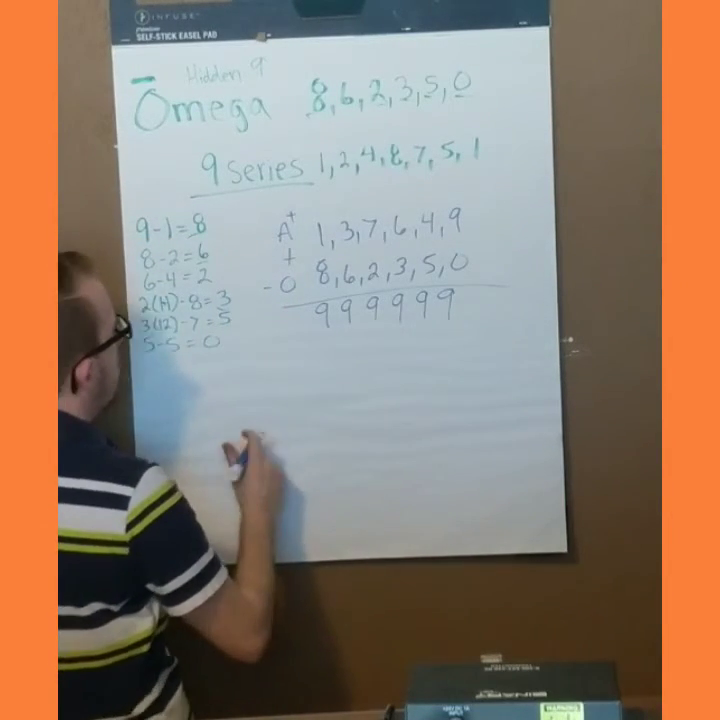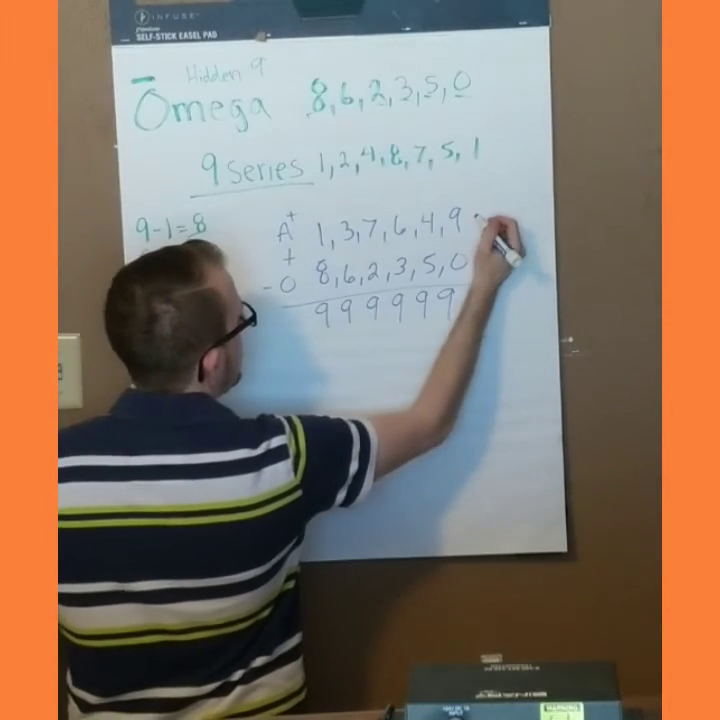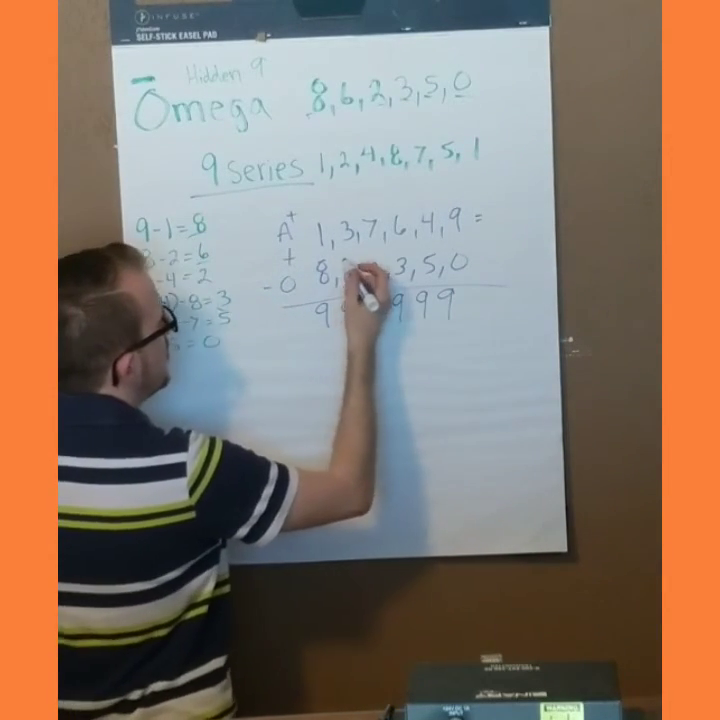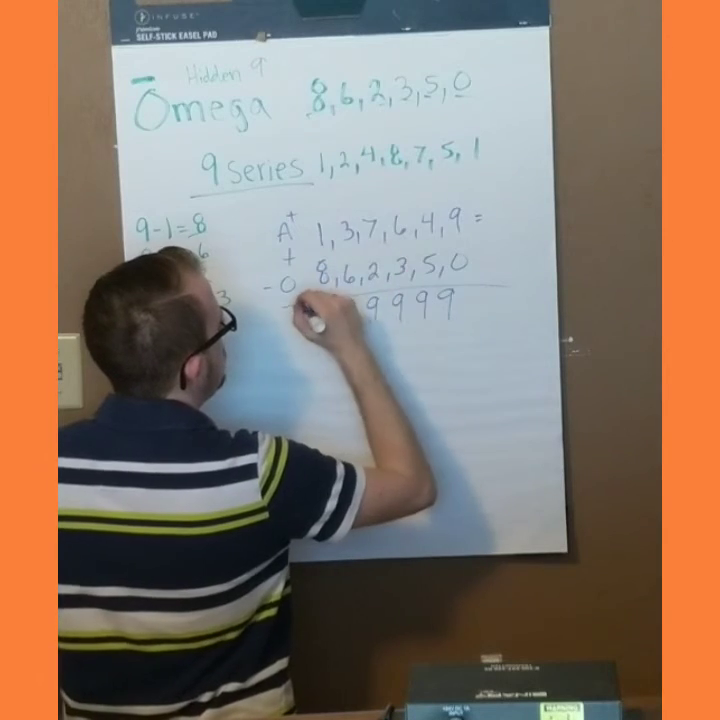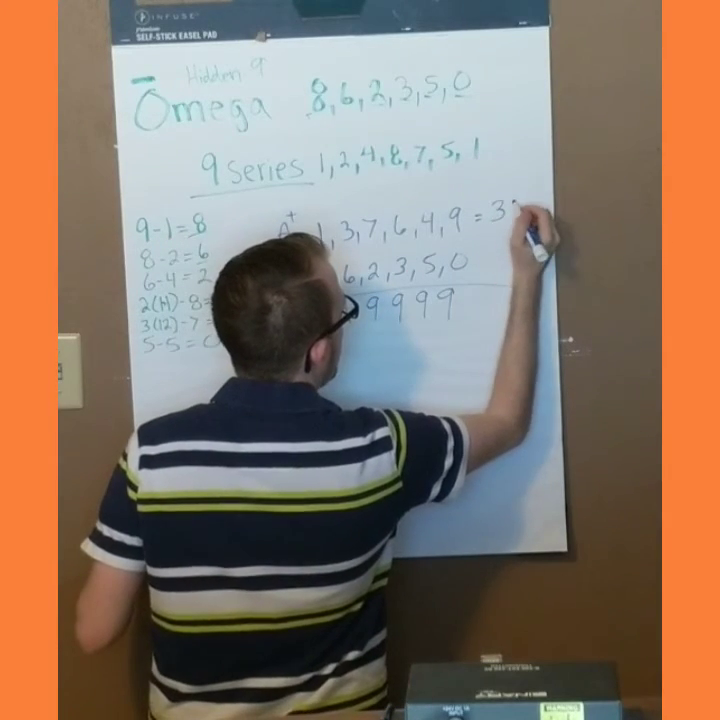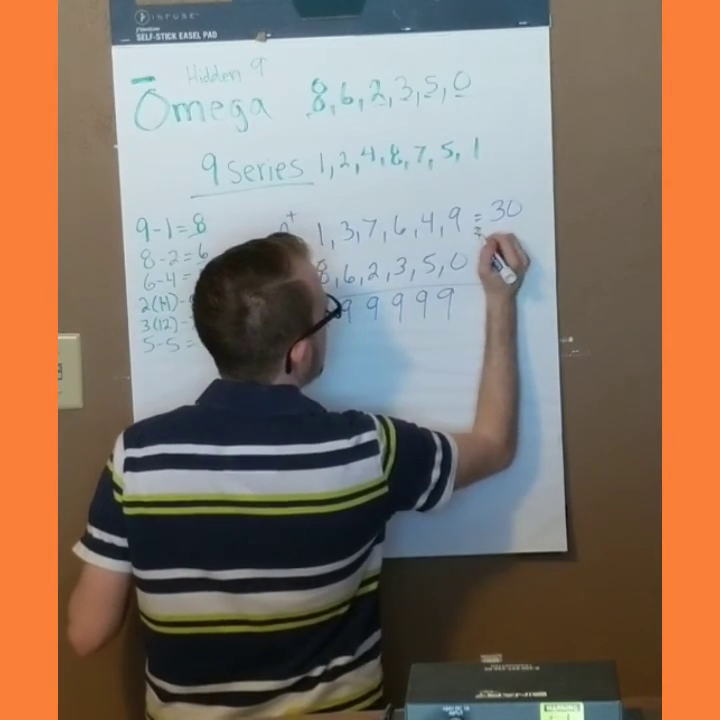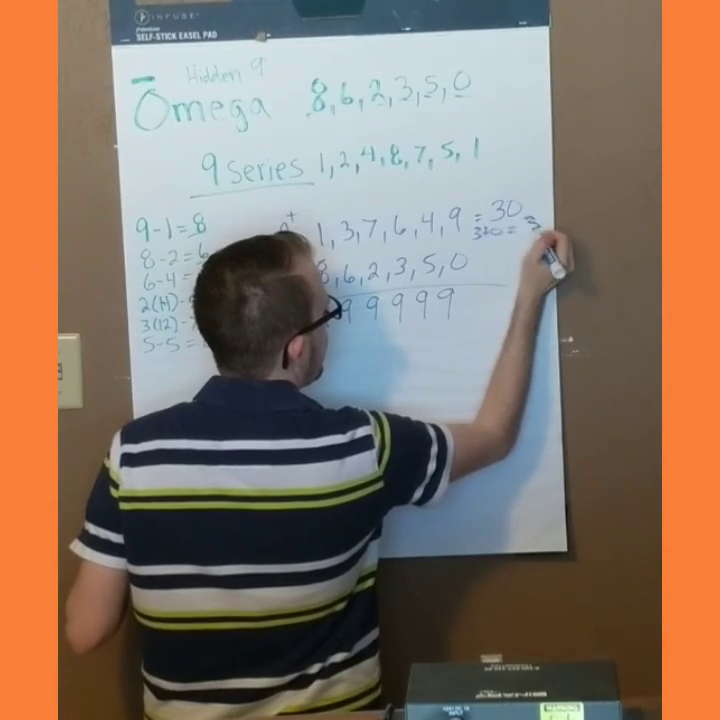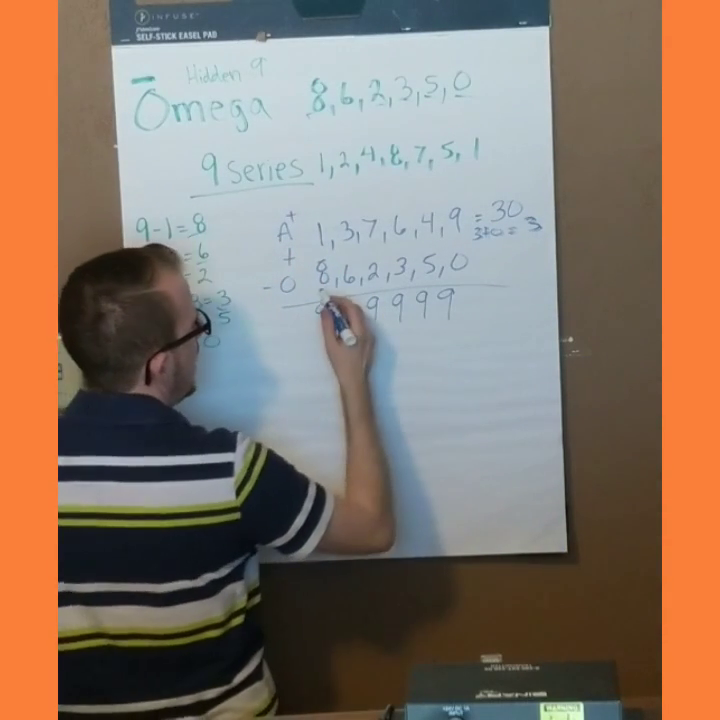Okay? So, we're also going to add these up. It ends up being, let's see here, 10, 20, 30. Okay, and as we know, casting 9s, we're going to have 3 plus 0 equals 3. Alright, now let's go ahead and add these up. 10.